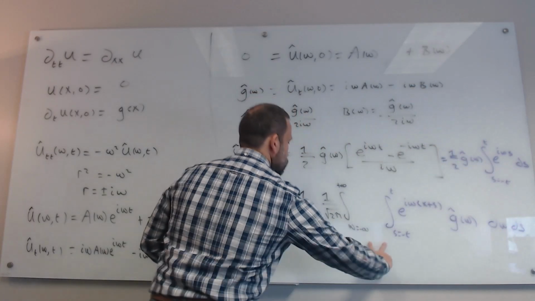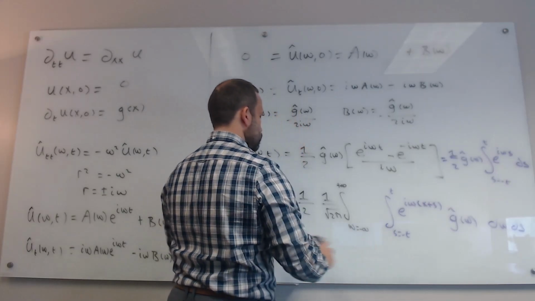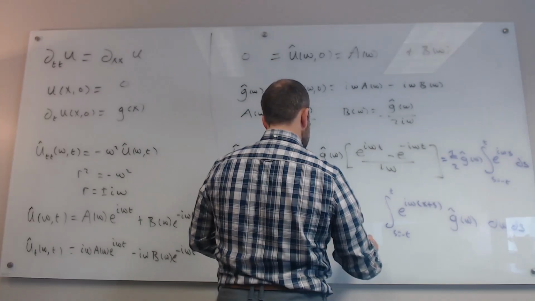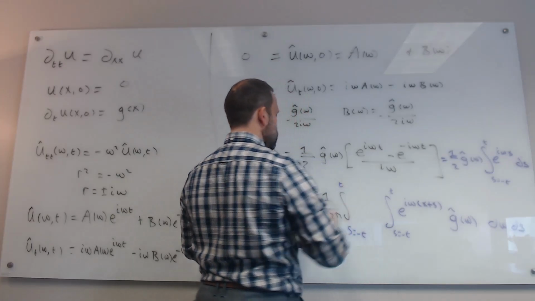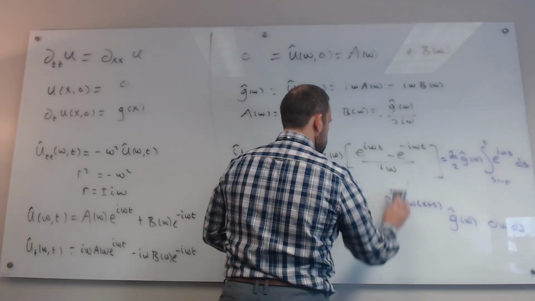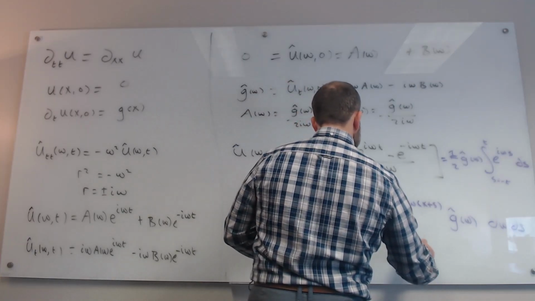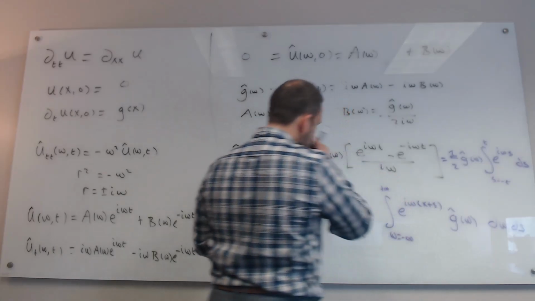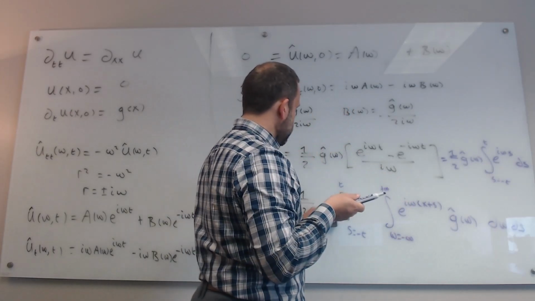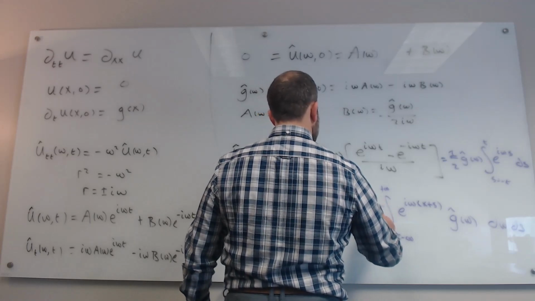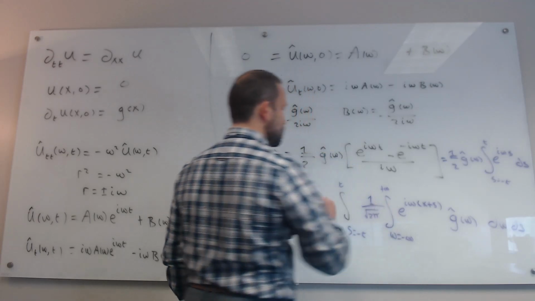And now I'm just going to swap these integrals here. So this is going to be s going from minus t to t. This is going to be omega going from minus infinity to positive infinity, and I'm going to sneak this 1 over the square root of 2 pi like this.